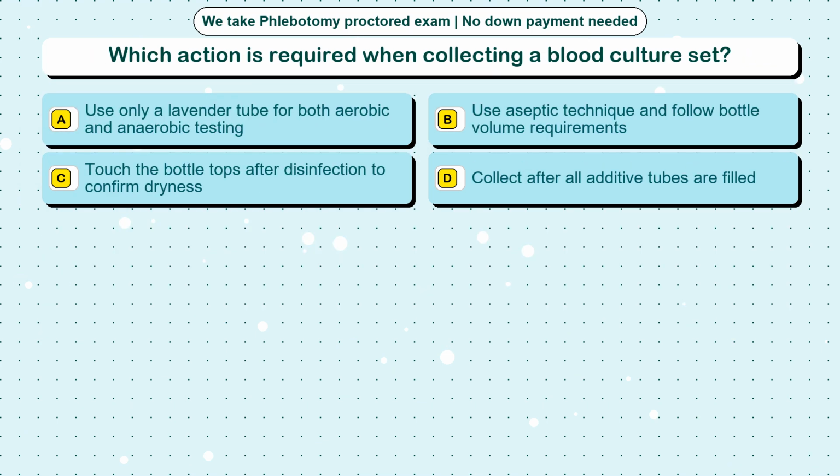Question 75. Which action is required when collecting a blood culture set? Option A. Use only a lavender tube for both aerobic and anaerobic testing. Option B. Use aseptic technique and follow bottle volume requirements. Option C. Touch the bottle tops after disinfection to confirm dryness. Option D. Collect after all additive tubes are filled.